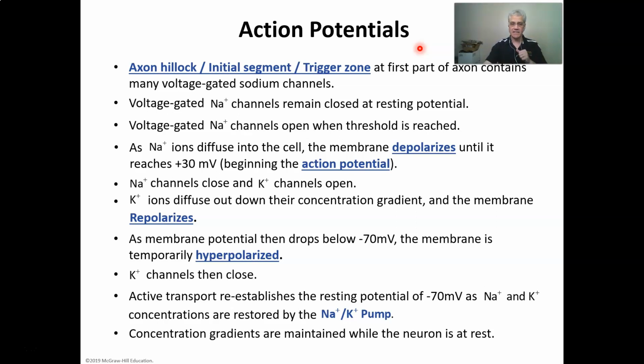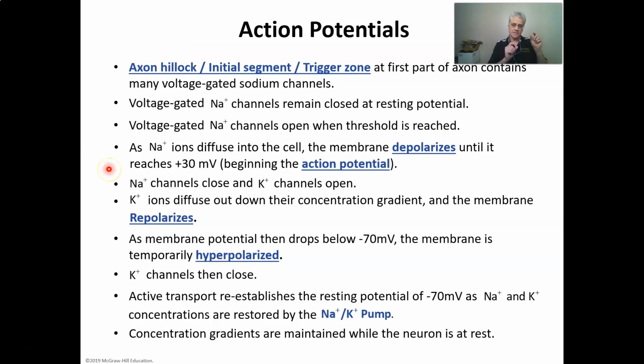It's the axon hillock that matters the most. If that gets to negative 55, the magic number, negative 55 millivolts, you will get an action potential every time. If you don't make it to negative 55 millivolts at the axon hillock, you will not get an action potential. That is called the all or none principle.